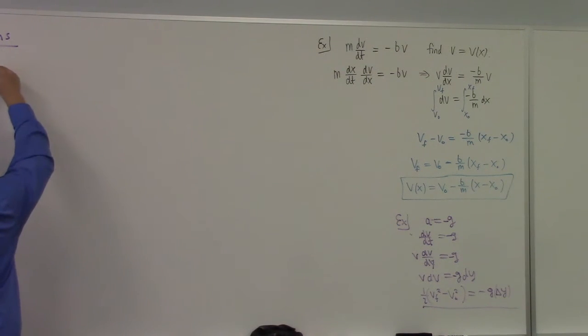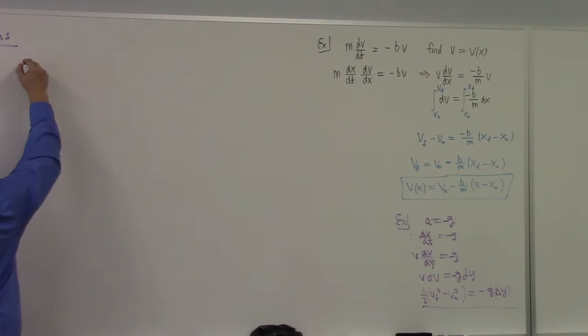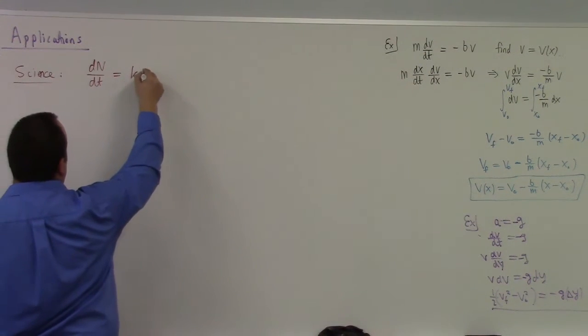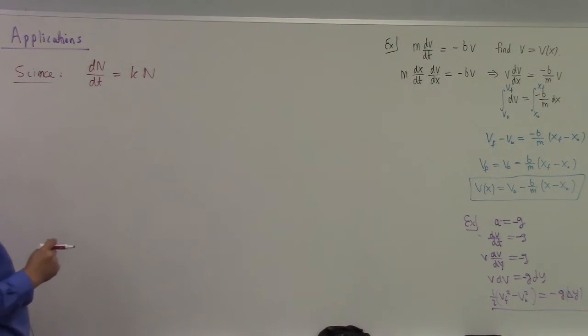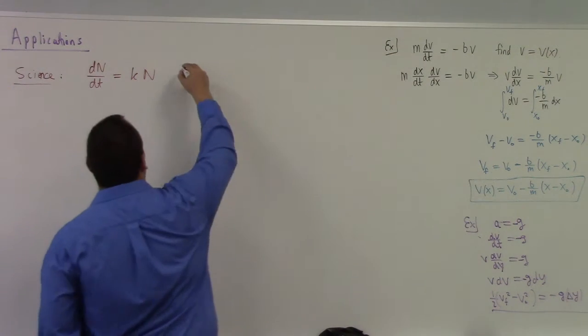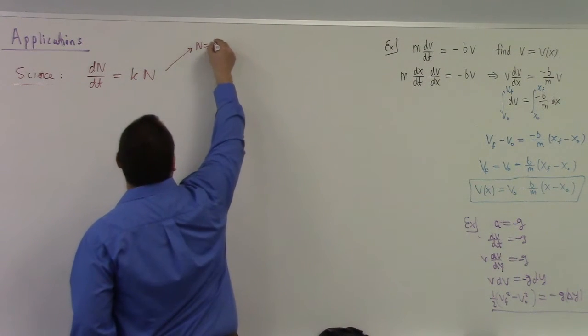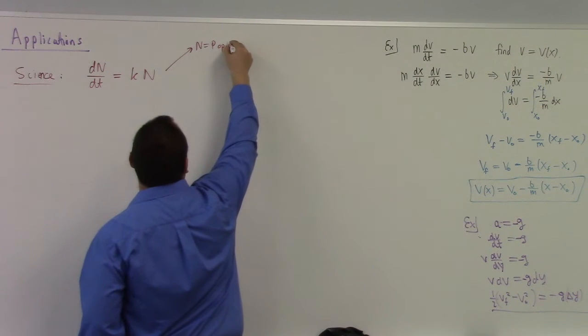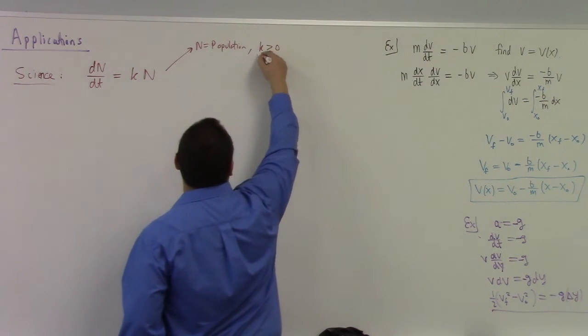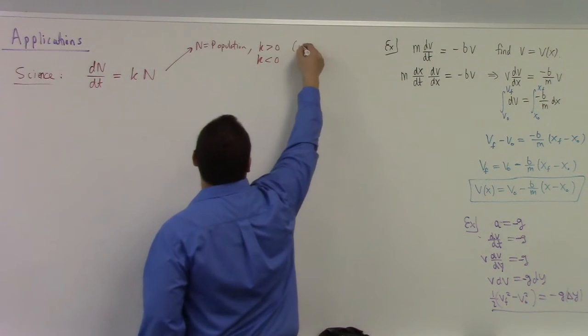Science. So basically, here's the deal. dN/dt is equal to kN. What's this say? It says the rate of change of N is proportional to N with a proportionality constant k. So what are the applications of this? Like N equals P, population, right? And then if you have k greater than 0 or k less than 0, what's the deal?